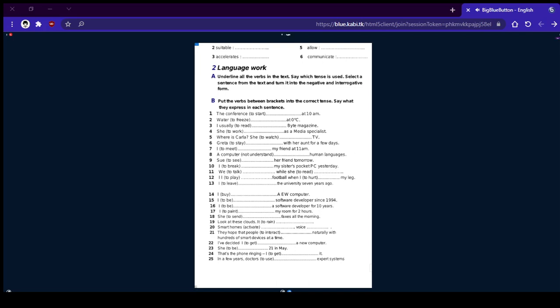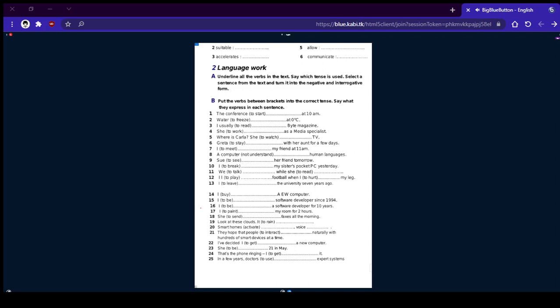Number 12. I to play football when I hurt my leg. When I hurt my leg, very good. So playing football when I hurt my leg. Here the first action, to play, is in the past continuous, because it's an action that happened in the past and it took some time. And then the second action, which is to hurt, interrupted the first one. So I was playing freely and then suddenly I hurt my leg. When the second action interrupts the first one, it has to be in the past simple, while the first one has to be in the past continuous. Okay?